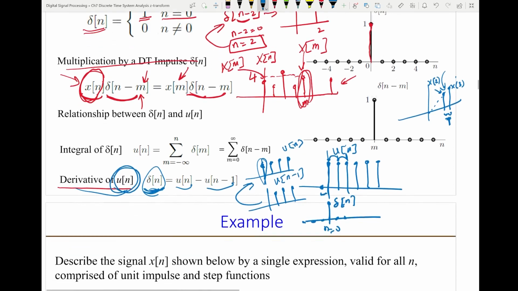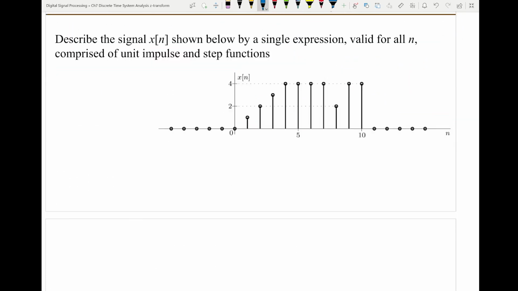Okay, let's look at this example. Describe the signal x of n shown below by a single mathematical expression, valid for all n, comprised of unit impulse and step function. So they want us to express x of n using a unit step function and a delta function. Well, there are different solutions for this problem. One way I can think of it is this way.